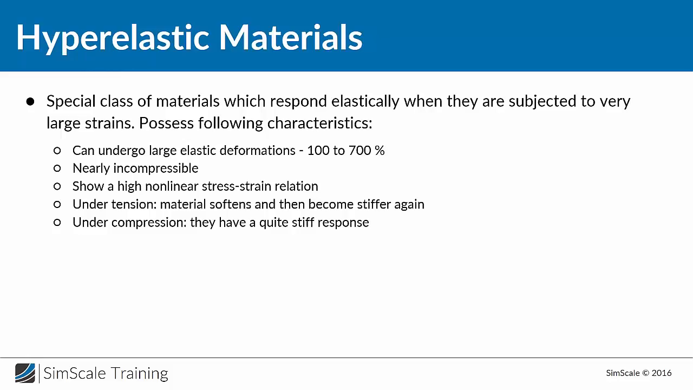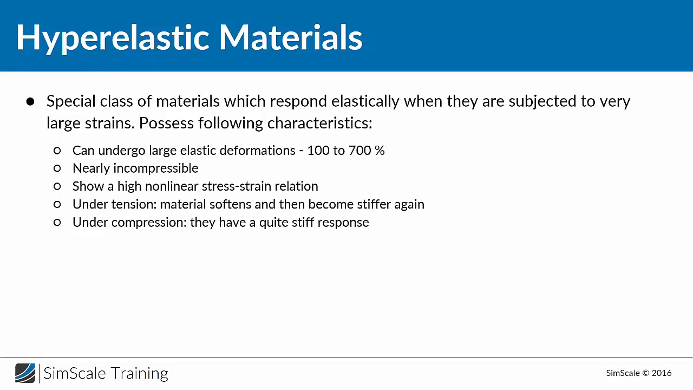The special thing about them is that this is a class of material which responds elastically when it's subjected to very large strains, and it's following some dedicated characteristics. First of all, it can really undergo very, very large elastic deformations, up to 100 to 700%. And if you think about metal and the graph I showed you, the stress strain curve at the beginning of this presentation, this is really huge because most metals are failing even much below 50% of deformation.